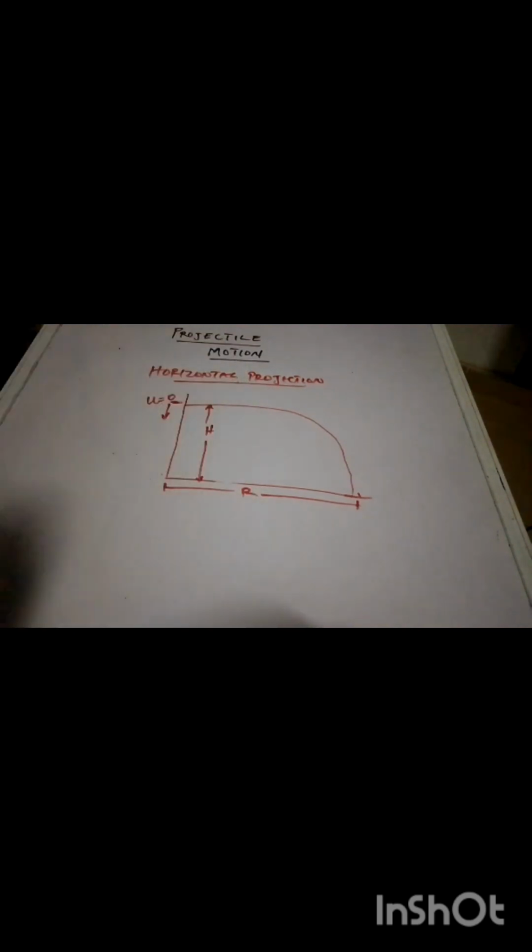So when an object is projected horizontally, there are two independent motions. Let's first consider the vertical motion and deduce certain formulas from it. For vertical motion, we look at it more or less as if the object is just dropping freely. And remember, when an object is falling freely, the initial velocity is 0. We can recall this from our equations of motion under gravity.